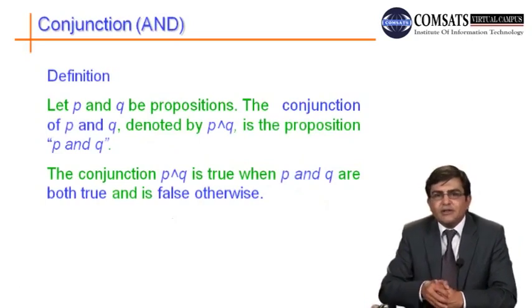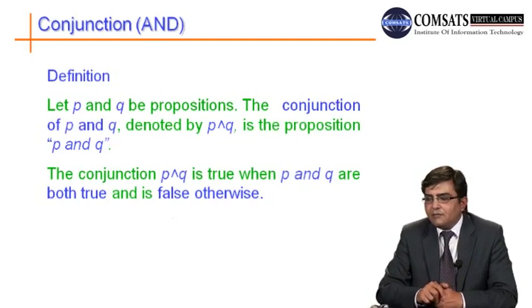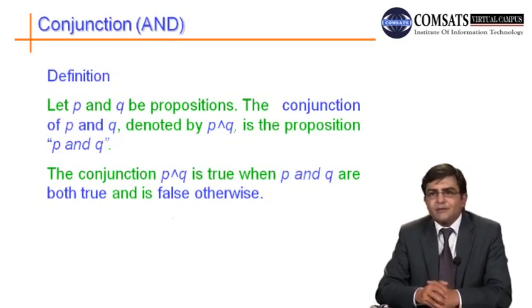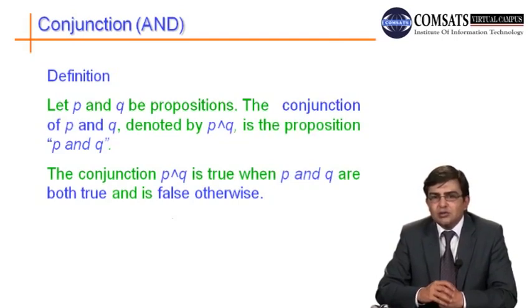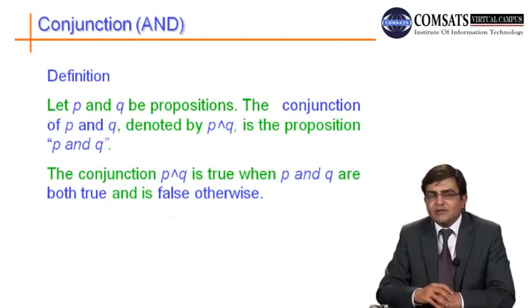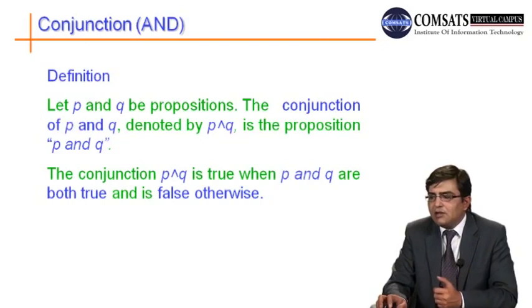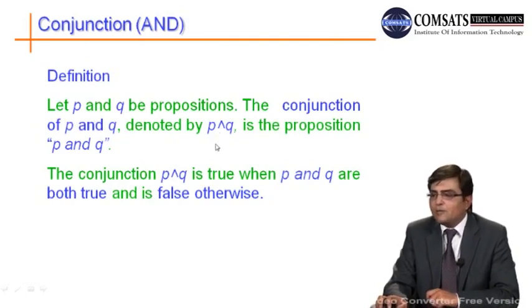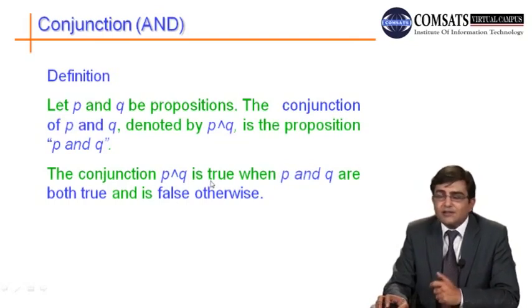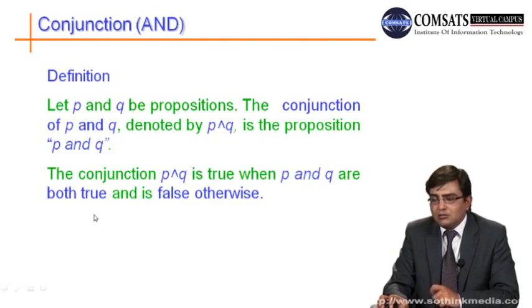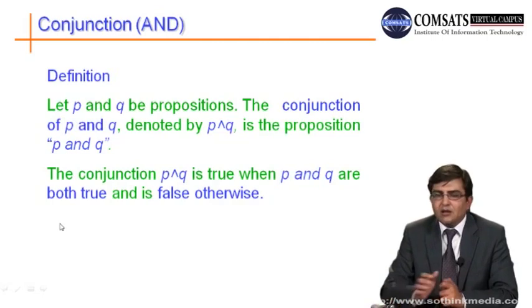Now we go to the second operator, which is called conjunction, and in logic we say it is an AND operator. This operator is a binary operator. We apply this operator on at least two statements or propositions. So what is the definition of this operator? Let P and Q be any two propositions. The conjunction of P and Q, which is denoted by P and Q, is read as P and Q. This is a proposition and its truth value is true when P and Q both are true and false otherwise.